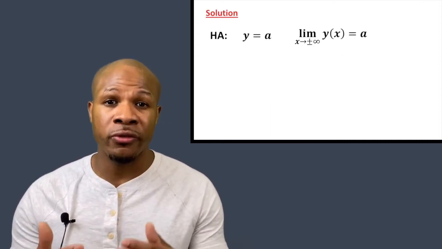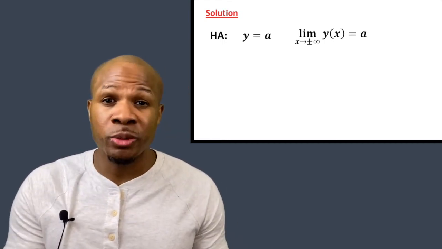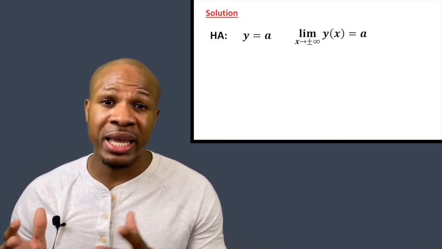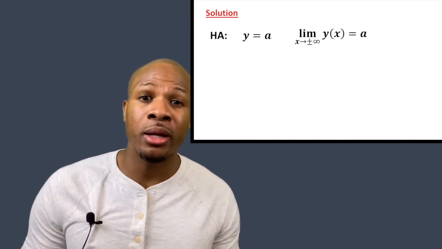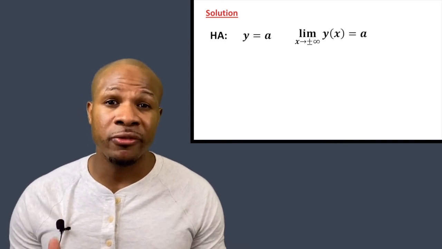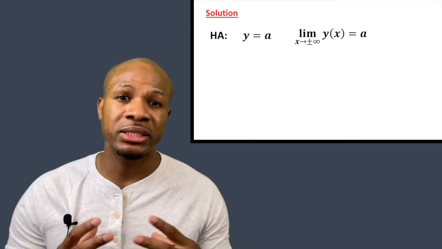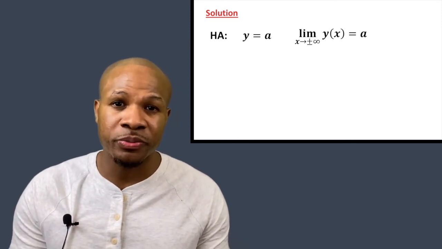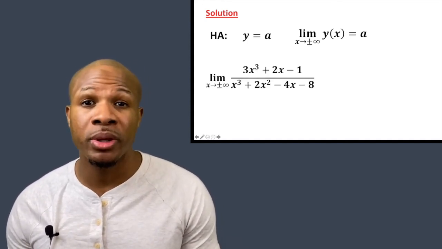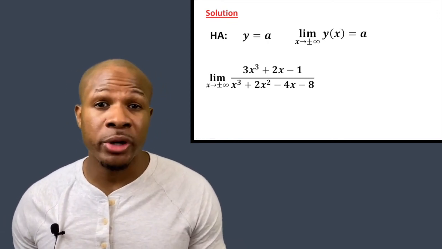So now that we found our vertical asymptotes, let's go ahead and find our horizontal asymptotes. Horizontal asymptotes are very similar to vertical asymptotes. They're just the opposite, right? And the opposite is that as x goes to plus or minus infinity, y approaches a finite number called a. So to find our horizontal asymptote, we just need to take our function y of x and set the limit as x goes to plus or minus infinity and see if y approaches a finite value. We're going to take the limit as x goes to plus or minus infinity of the function 3x cubed plus 2x minus 1 divided by x to the 3 plus 2x squared minus 4x minus 8.